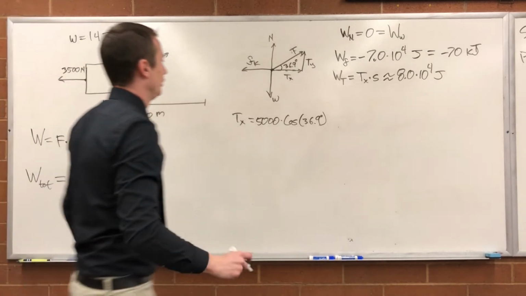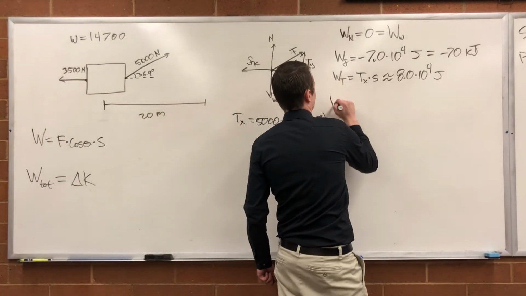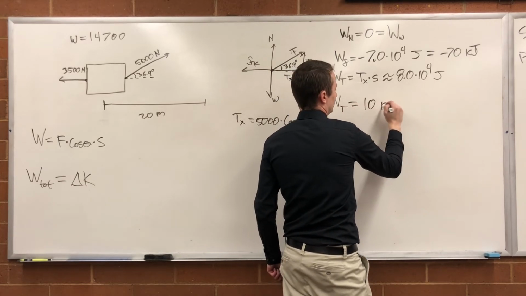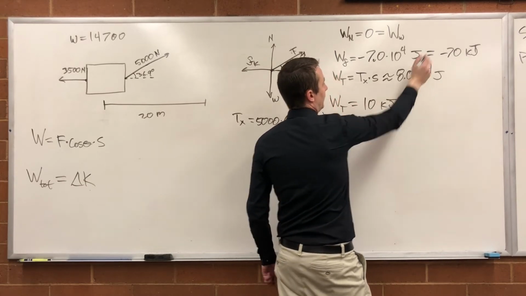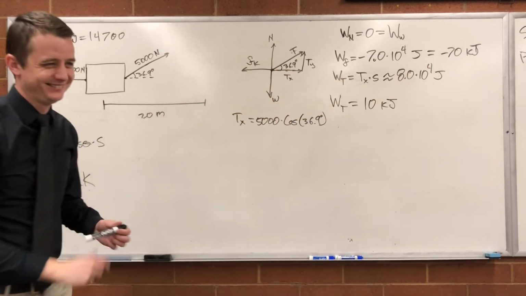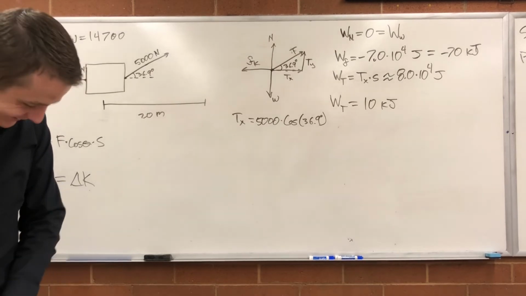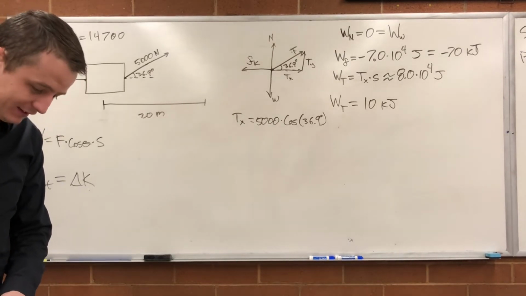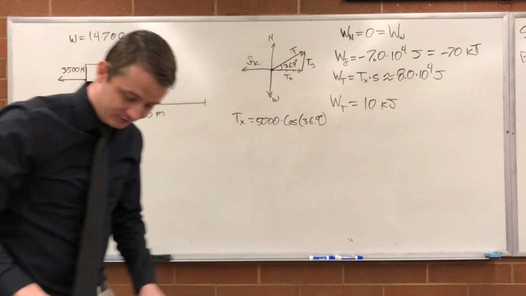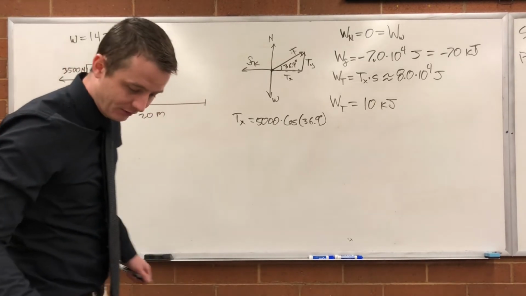Anyways, so what's the total work then? Oh, the total work. So now work total. What's work total? Just like 1 kilojoule. 10 kilojoules. Oh, that's right. 80 minus 70 is 10,000. Okay, that covers that example problem. On to the next one. Or do we have any questions?